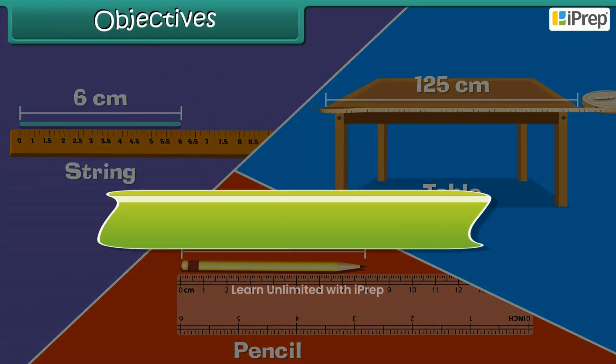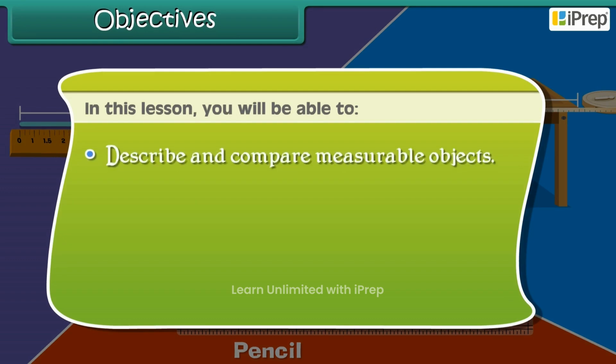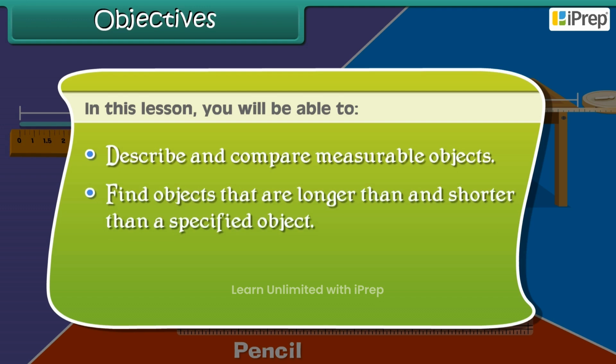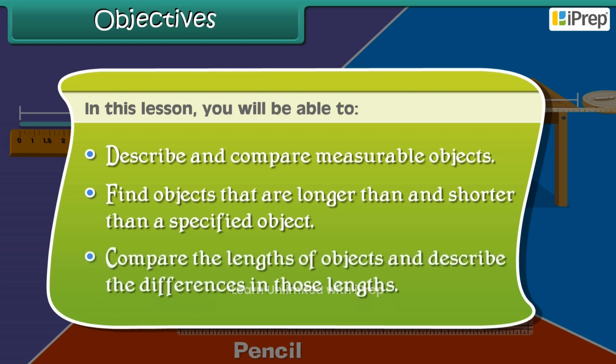Objectives. In this lesson, you will be able to describe and compare measurable objects. Find objects that are longer than and shorter than a specified object. Compare the lengths of objects and describe the differences in those lengths.